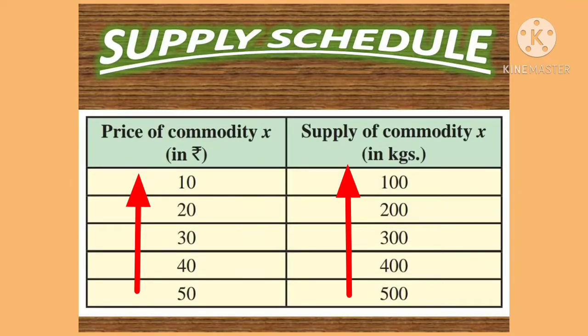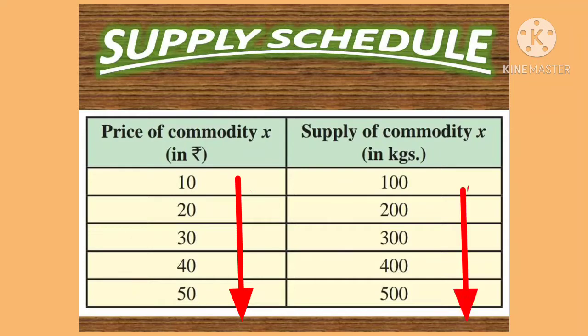It means when price rises, supply also rises, and when price falls, supply also falls. Thus, there is direct relationship between price and quantity supplied. This can be seen in the following diagram.